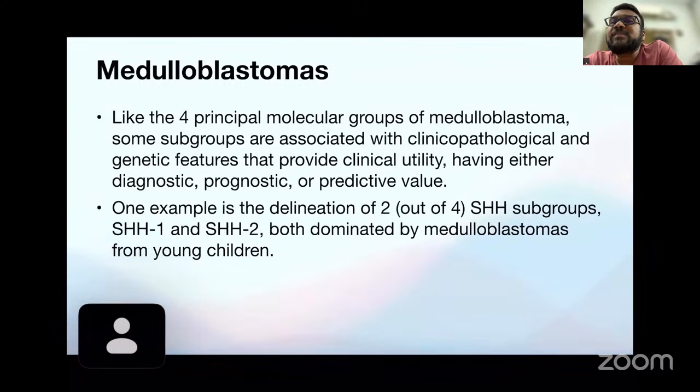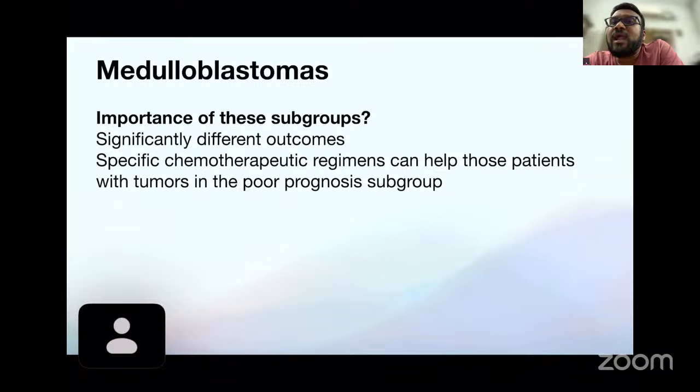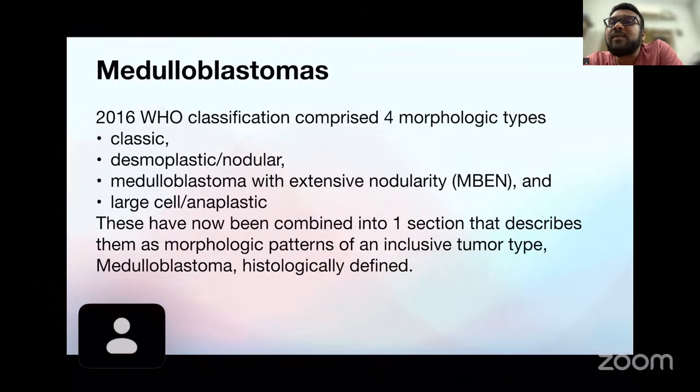The 4 principal molecular subgroups are associated with clinicopathological findings. They have a certain diagnostic, prognostic, and predictive value, so that is why it is important. For example, of the 4 SHH subgroups, SHH1 and 2 are dominated by medulloblastomas from young children. Another important point is they have a significantly different outcome, and some will have a better response to chemotherapy when compared to the other subgroups.